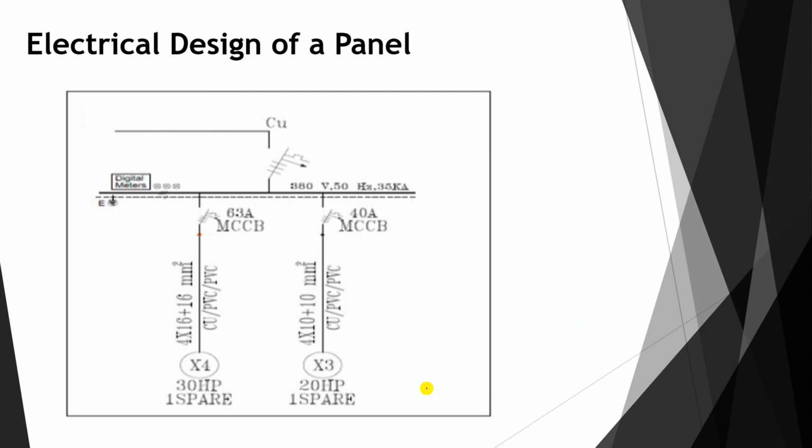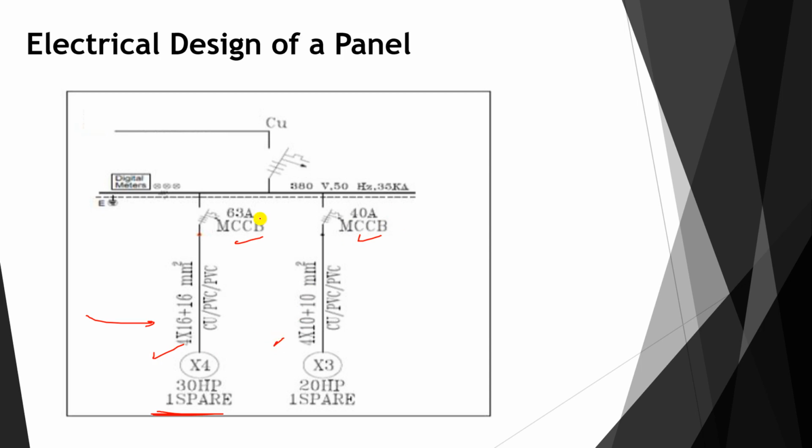So if we look at our panel, we can see that for the 30 horsepower, this is the cable we selected, 4 multiplied by 16 plus 16 millimeter square. And this is our circuit breaker, molded case circuit breaker, 63 ampere. And this one is also a molded case circuit breaker of 40 ampere, based on our own calculations. And this is the cable 4 multiplied by 10, the one which I just selected.